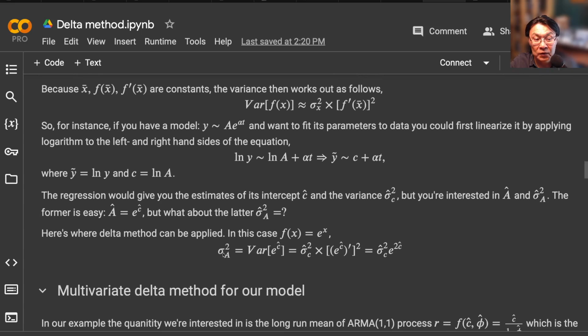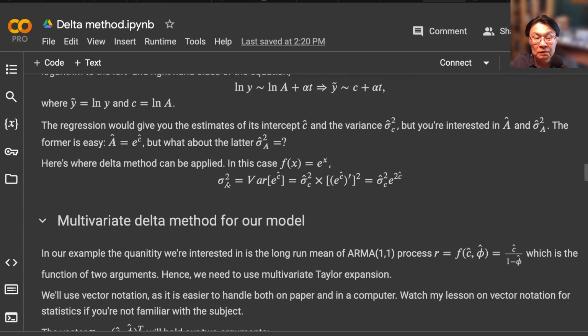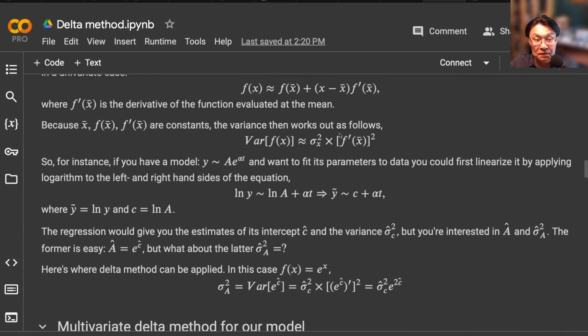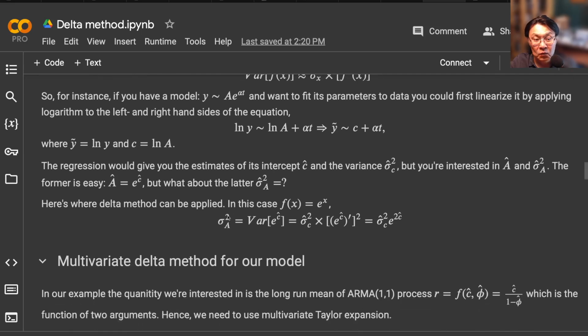So we're trying to now estimate the variance of this amplitude A based on the variance which we got from the regression of C, right? So how? We apply the delta method, simple, right? We get the variance and multiply by the derivative. The derivative of an exponent is an exponent itself, so it's basically the exponent squared. And we got this simple expression for the delta approximation. You can check it yourself if you're interested, right?